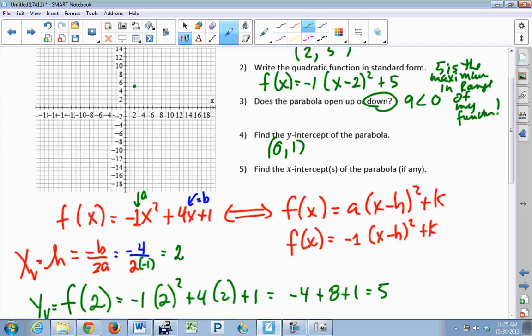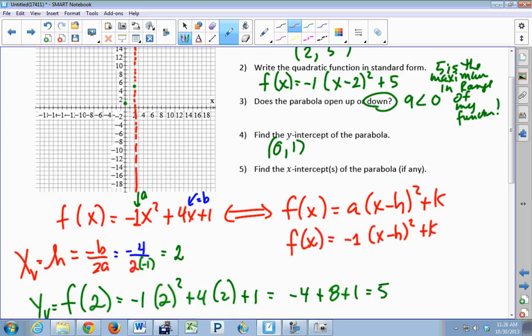Okay. I'm going to be going down. I'm sad. And I'm going to plot 0, 1. Here's 0, 1. Where's my line of symmetry? My vertical line going right through my vertex, x equals what? 2. So I do a vertical line straight down.